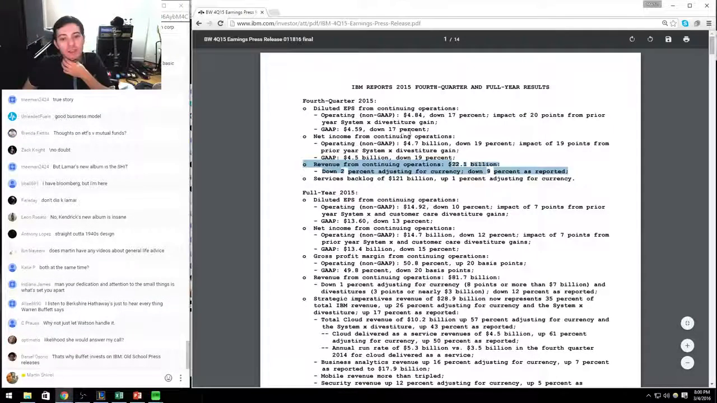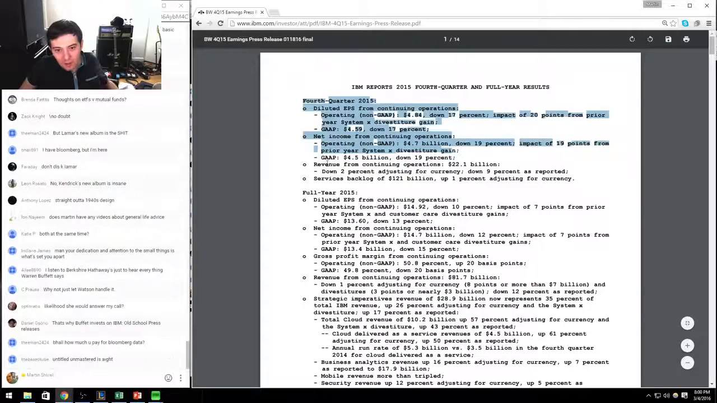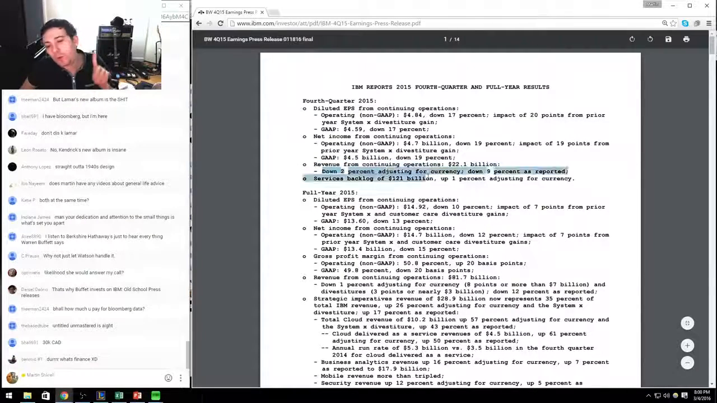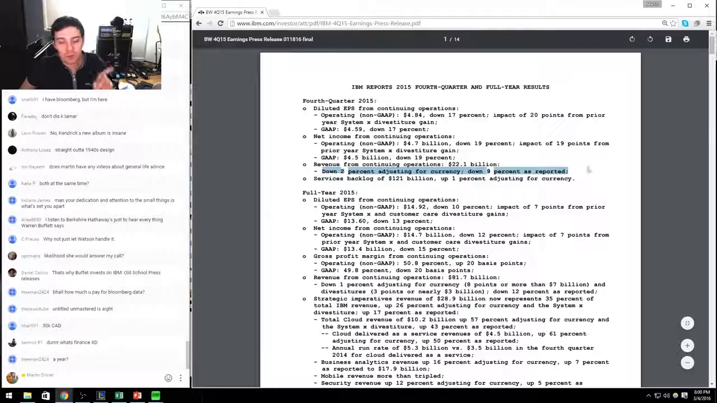The first thing I saw, I kind of ignore the net income stuff. I want to start with revenue. I'll go back to this later. The first thing I see is revenue from continuing operations, $22 billion. Okay, fine, I know that. It's in my model, so I don't have to go to my model. Down 2% after adjusting for currency. Whoa! Down 9% as reported.